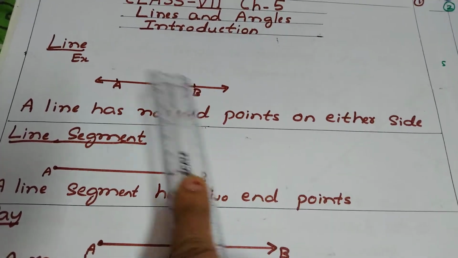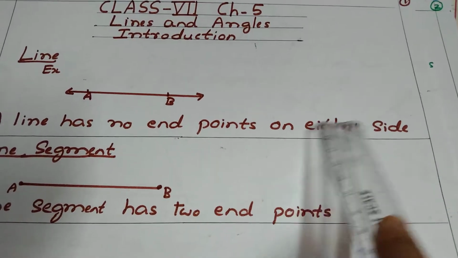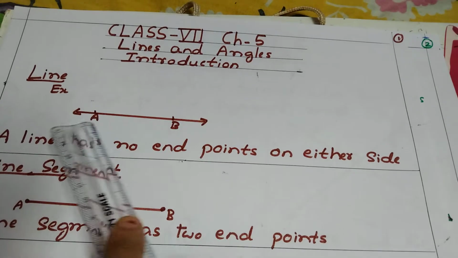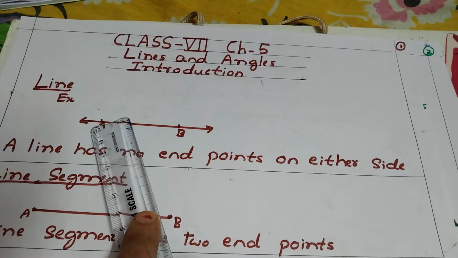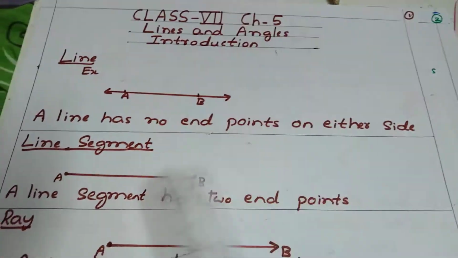What are its features? A line has no end points on either side. Either side means initial or end. It has no end points. That is called a line. If you take a scale and draw just a line, it is called a line.